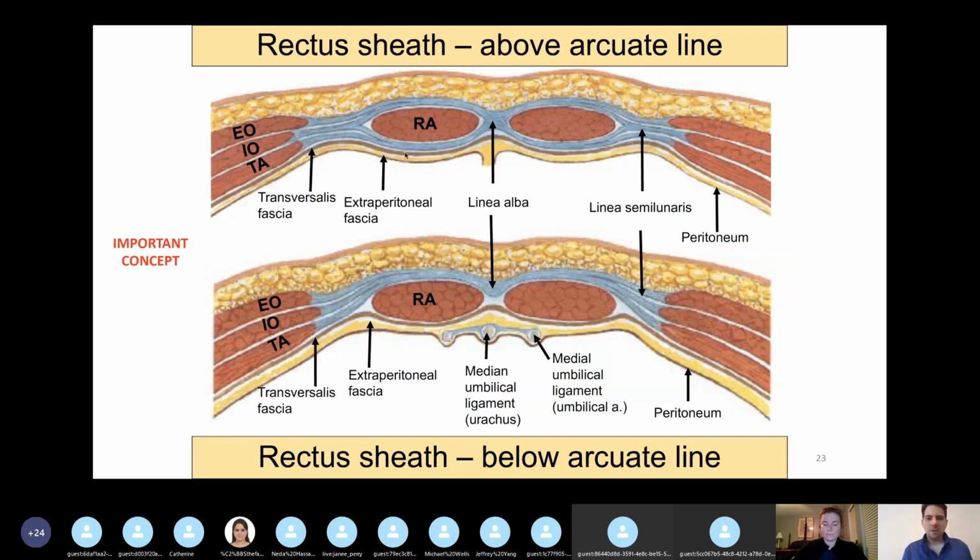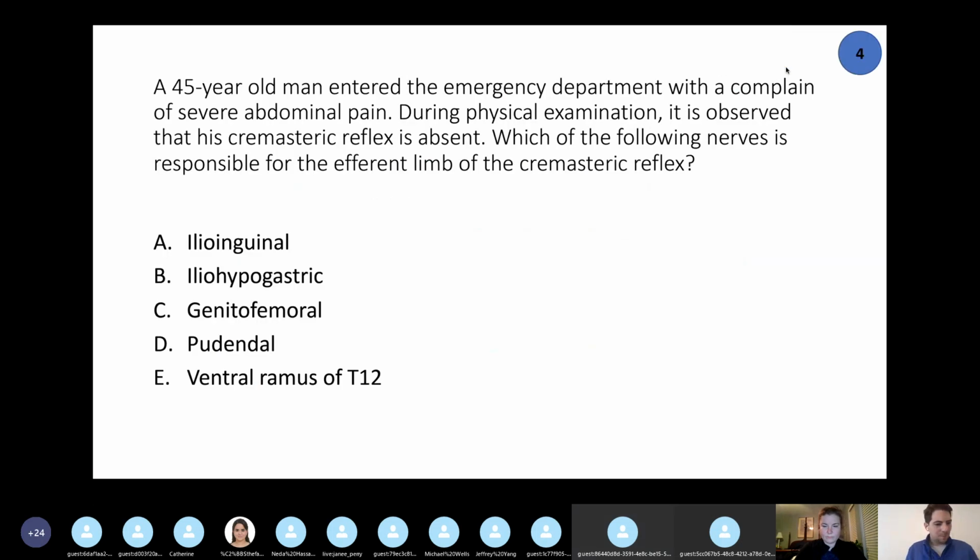I did add this in here. I don't have a question on it, but there is an important landmark, the arcuate line. So anything above the arcuate line, you're going to see half of the internal obliques, and the transversalis fascia is going to go behind the rectus abdominis muscle. Whereas below the arcuate line, everything's going to go in front. So they could ask you a question. They could describe this and say, what is the landmark here that differentiates this? And you want to know it's the arcuate line.